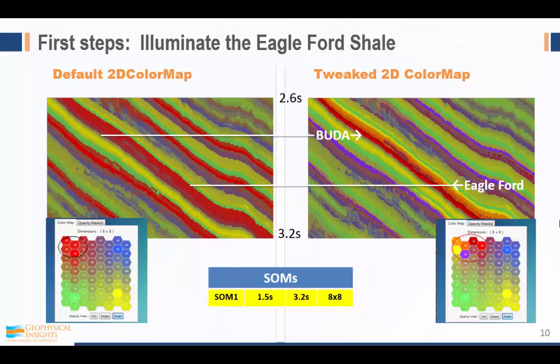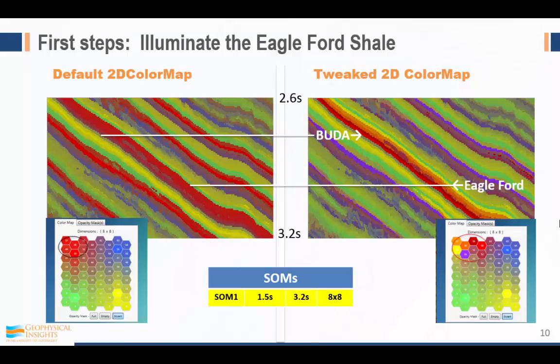So like I said, this is something I only got a chance to play with lately. Okay, when I started, my first steps, I didn't have my picking all done, so I did a SOM just with time delimiters, 1.5 to 3.2 seconds, because that was the extent of the height of my Eagleford. And I used a default color bar. This is what we call the 8x8 topology. This is a default color bar.